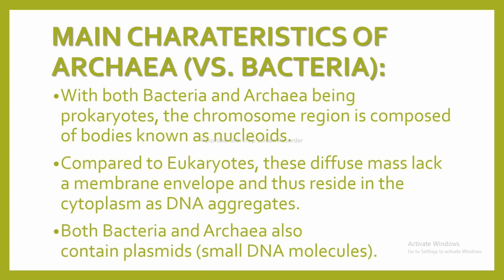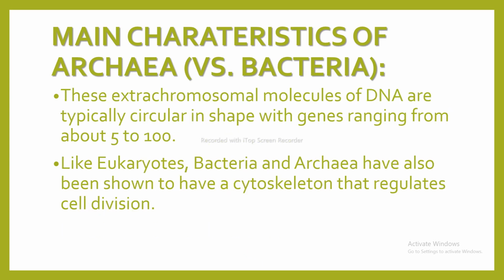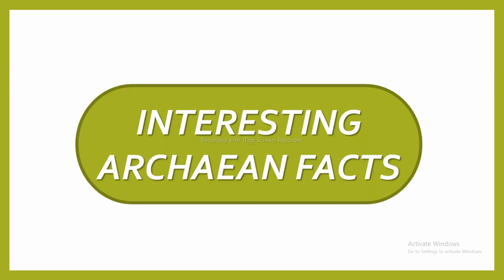With both bacteria and archaea being prokaryotes, the chromosomal region is composed of bodies known as nucleoids. Compared to the eukaryotes, these diffuse masses lack a membrane envelope and thus reside in the cytoplasm as DNA aggregates. Both bacteria and archaea contain plasmids, small DNA molecules. These extrachromosomal molecules of DNA are typically circular in shape with genes ranging from about 5 to 100. Like eukaryotes, bacteria and archaea also have been shown to have a cytoskeleton that regulates cell division.